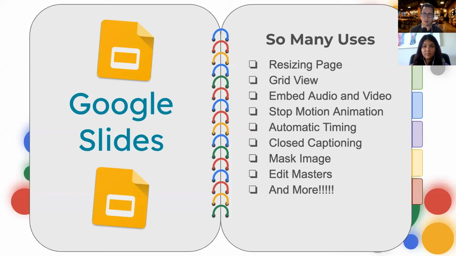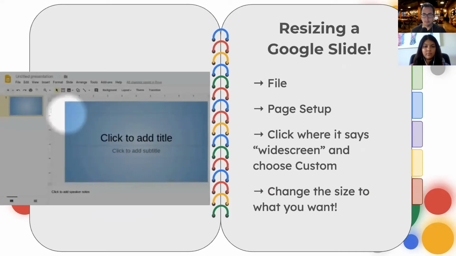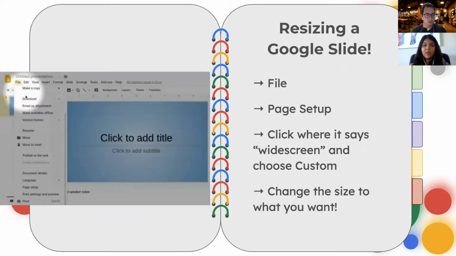You can also put things into grid view. And then we're going to talk about embedding audio and video, ways that we can do stop motion animation with Google Slides, automatic timing, and adding closed captioning. We talked about masking the image. And then we're also going to talk about editing the master. So here, we're just going to talk about resizing the Google slide.